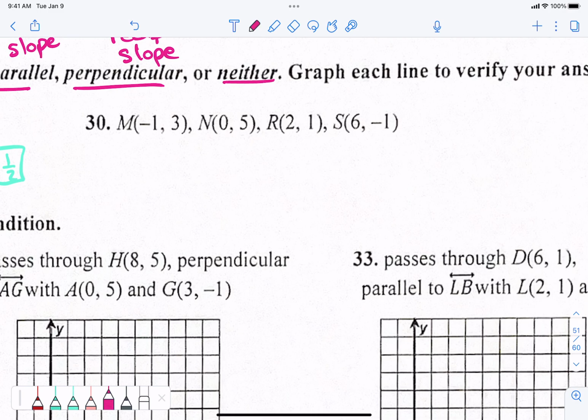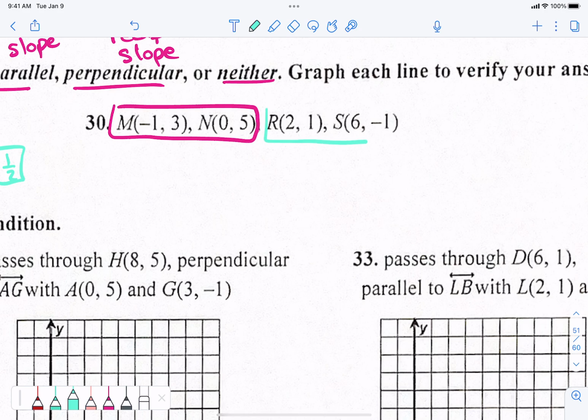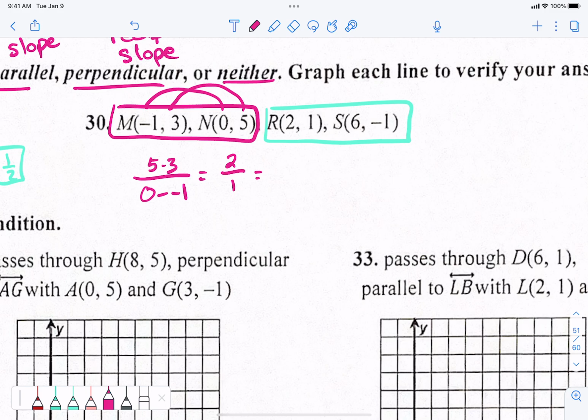MN. Do you want to try this on your own? Sure. Okay, I'll just do it silently and you check with me. Just be careful because you can make mistakes really easily on these. Yeah, I hate negatives. Is it negative 1 minus 1 then?